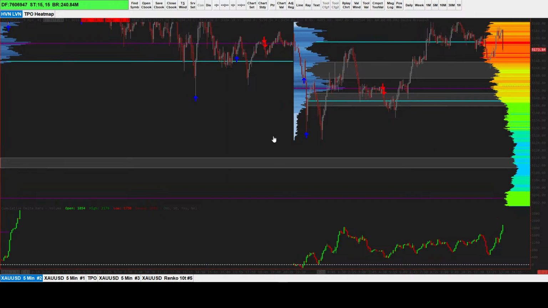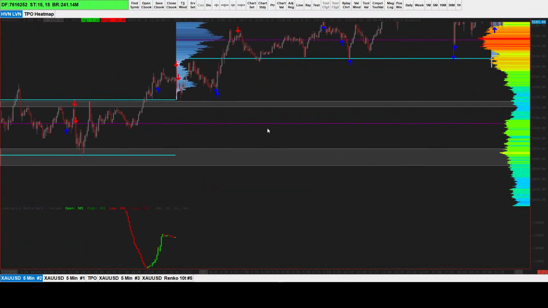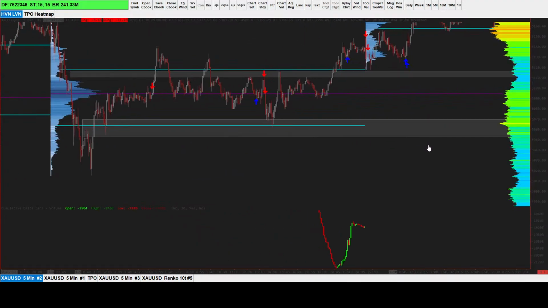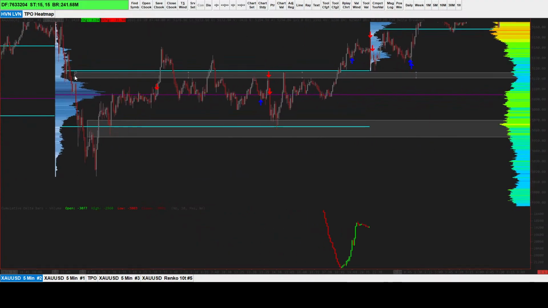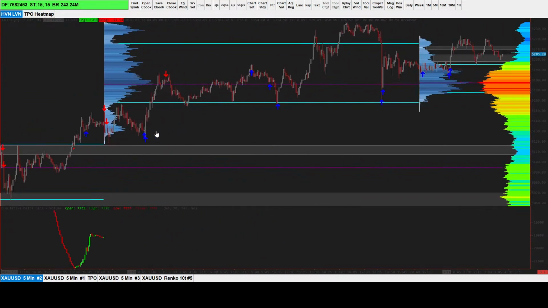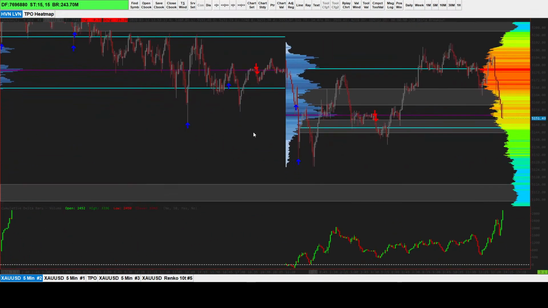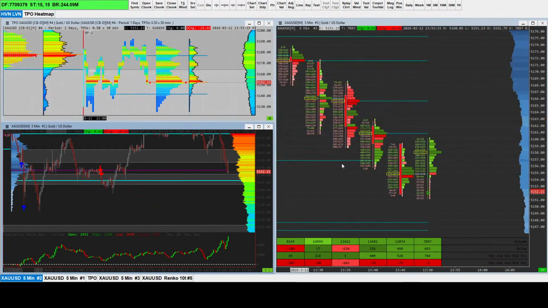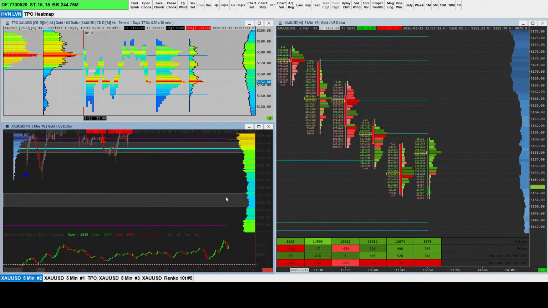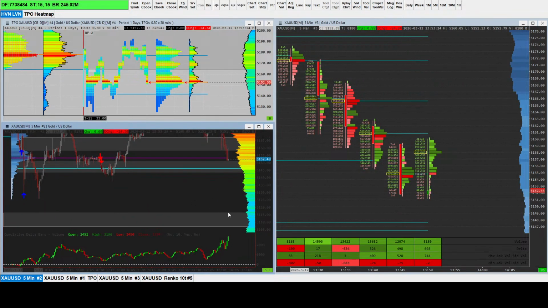Let's see why I drew this. It's this, isn't it? Yeah, that looks about right. This is a key level.